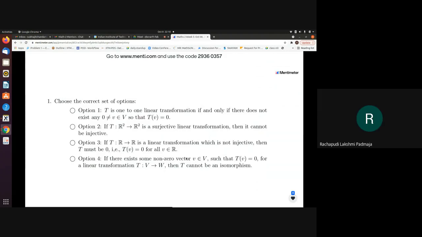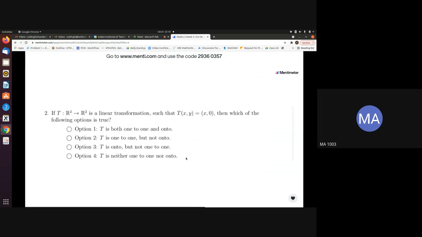Sir, are we done with the questions, sir? Not really. This one I have explained, I think. (x, y) maps to (x, 0). Is it one to one, onto, or which one? Can somebody just quickly tell? We have discussed this. Is it one to one? No, sir, because the whole y-axis is going to the 0 vector. Nullity is not 0. So it is not one to one.